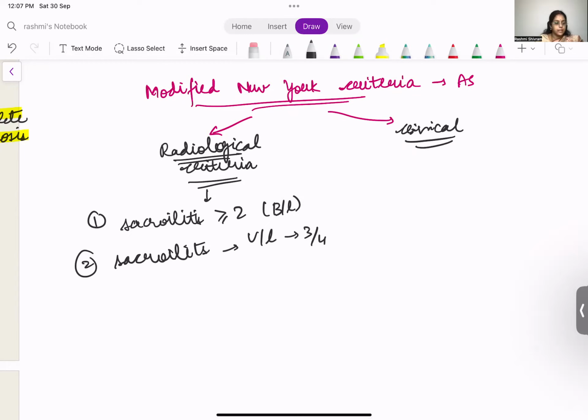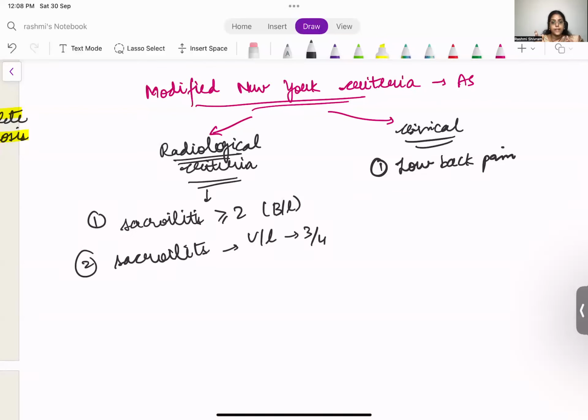Okay, so what are the clinical criteria? First one, low back pain should be there. We already discussed all the clinical criteria and correlations with that. The low back pain should be chronic. It should be increasing on rest and improving with activity. That is very important.